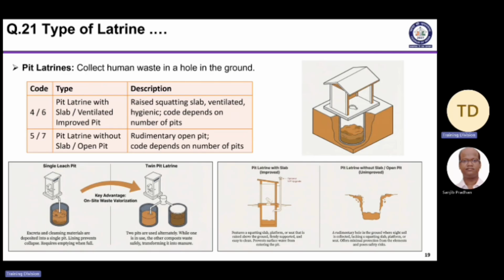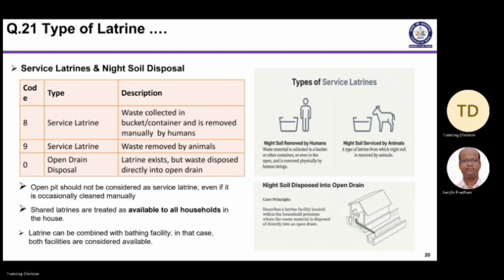Then pit latrine without slab, open pit. That also has 2 codes, 5 and 7. Pictorial representation is given as far as possible. Then comes the service latrine, where waste is collected in a bucket or container and removed manually by humans. So we feel that in India it is not there. It should not be there.